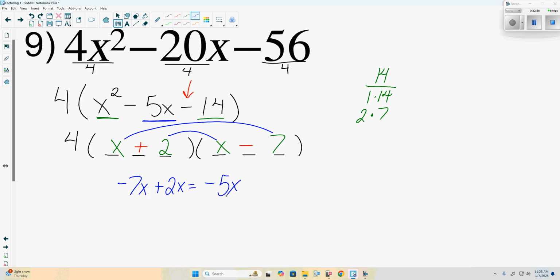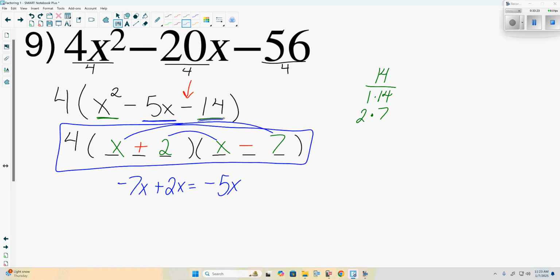Is that the middle term that we wanted? Yes. So 4 times x plus 2 times x minus 7 are the correct factors. Now, as a side note, we could have gotten the correct factors or got it factored without factoring out the greatest common factor of 4. But one of the nice things, and this is one thing I want to point out, is when we found the factors of the third term for this here, we were finding the factors of 14 instead of the factors of what?